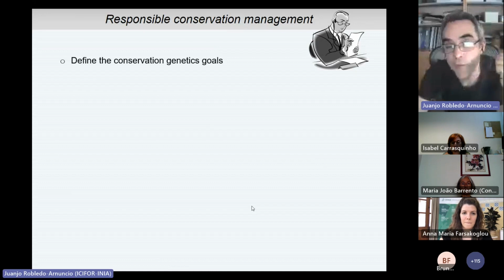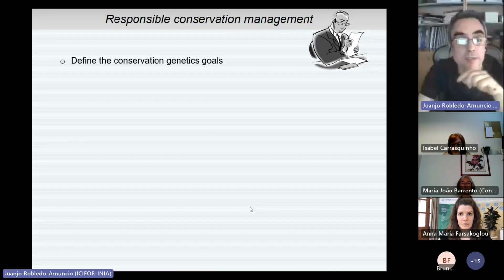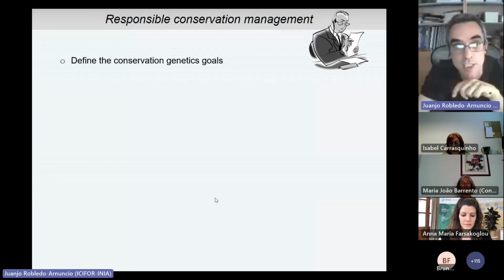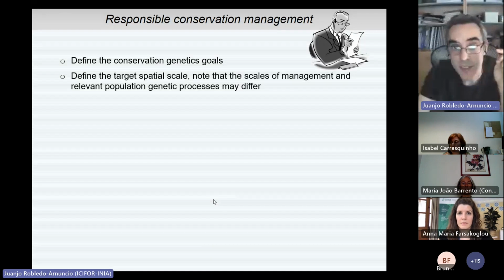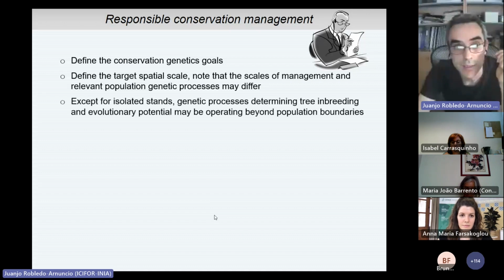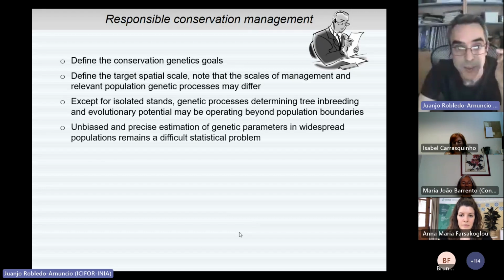Okay, and from the point of view of conservation managers, be clear about the conservation genetic goals, and define the target spatial scale, noting that the scales of management and relevant population genetic processes may differ. Consider that except for isolated stands, genetic processes determining tree inbreeding and evolutionary potential may be operating beyond population boundaries, artificial population boundaries. Unbiased and precise estimation of genetic parameters in widespread tree populations is very difficult statistically.